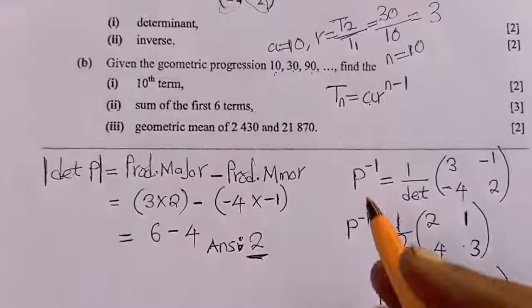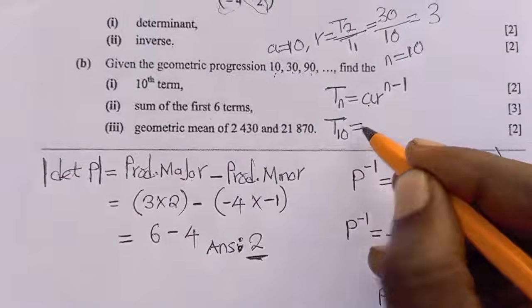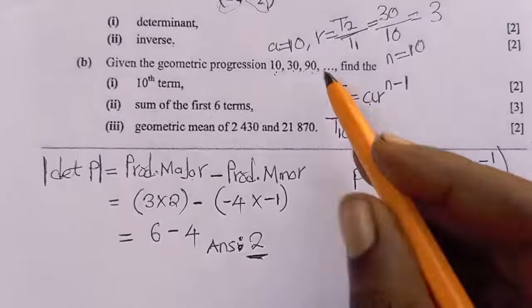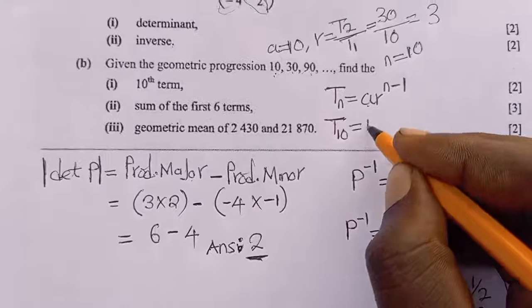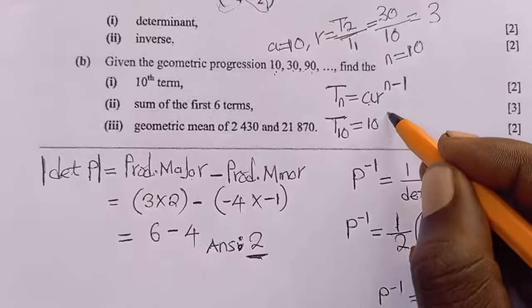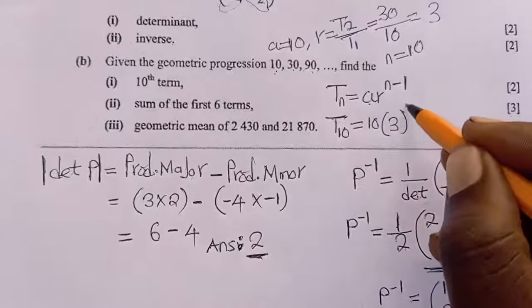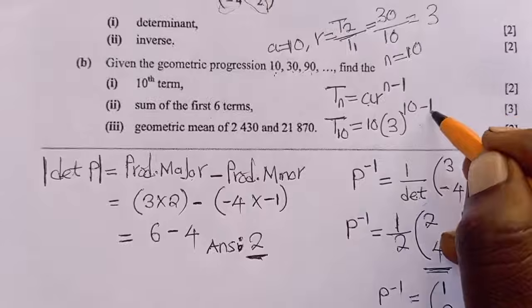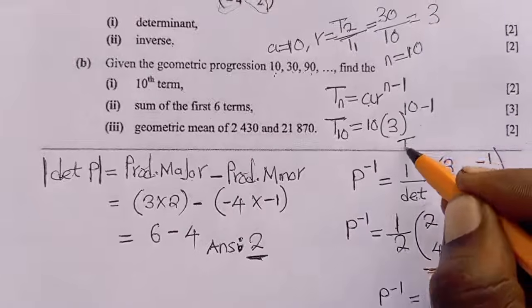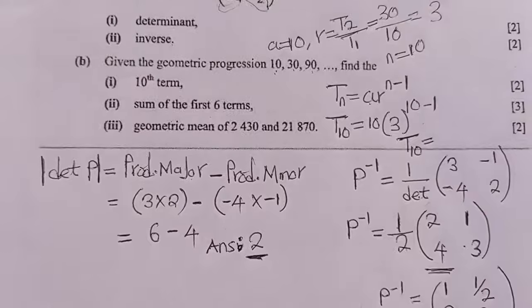So we now replace in this particular formula. T10 is equal to, where there is n, you put 10. Where there is a, you put 10. So 10 multiplied by R, that is 3, common ratio, 3 to the power 10 minus 1. So finally, what is the 10th term?